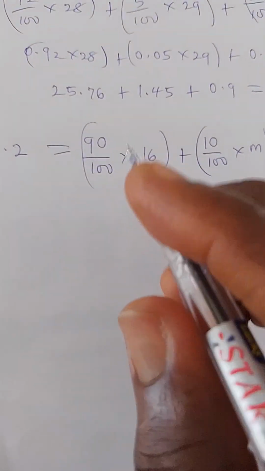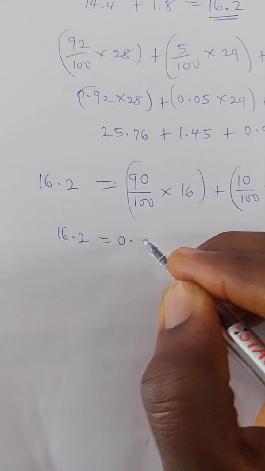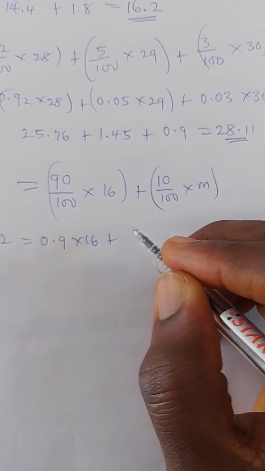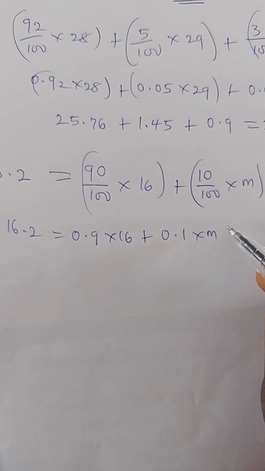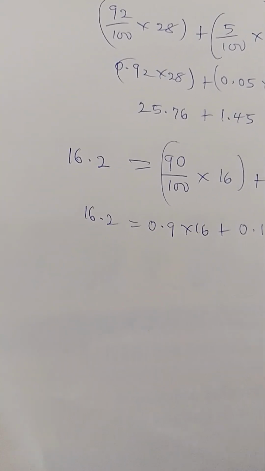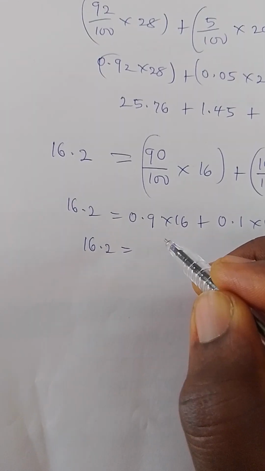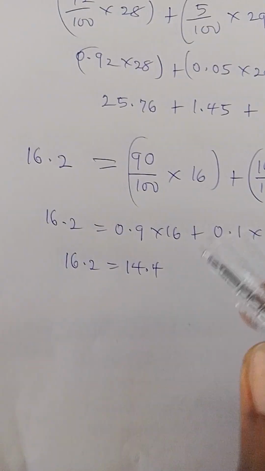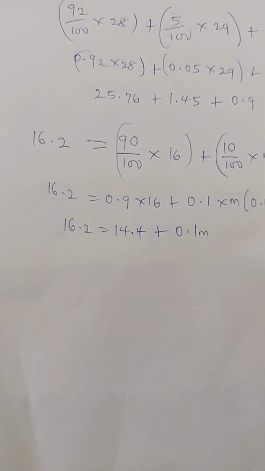So in this case, 16.2 equals 0.9 times 16 plus 10 over 100, which equals 0.1 times M. You know that will be 0.1 M mathematically. So let's put this together. 16.2 equals 0.9 times 16, that will give you 14.4, plus 0.1 M. And of course, the letter we are looking for is M.